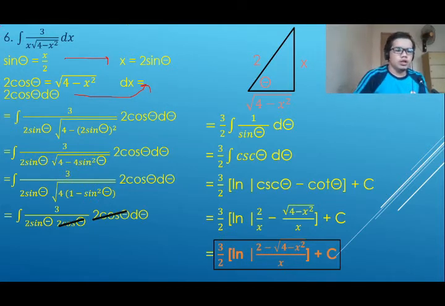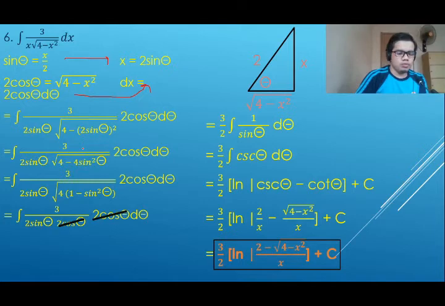Now, as you can see, this is what we call the trigonometric substitution. We substitute these trigonometric terms into this equation. Now the equation becomes 3 times 2 cosine theta d theta all over 2 sine theta, since x is 2 sine theta, times the square root of 4 minus x squared. Then it becomes the integral of 3 times 2 cosine theta d theta over 2 sine theta square root of 4 minus 4 sine squared theta.